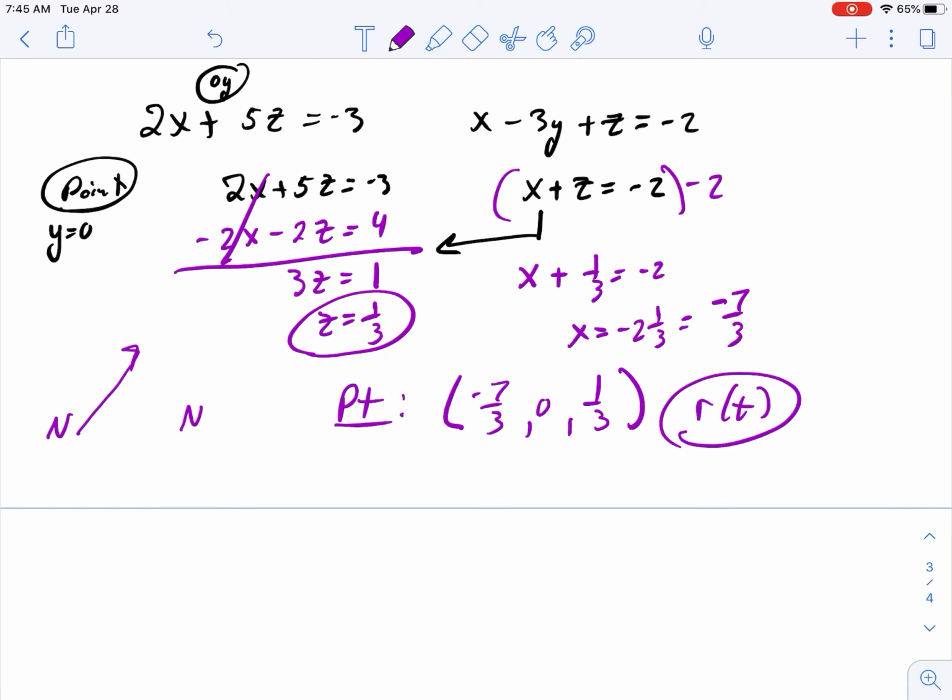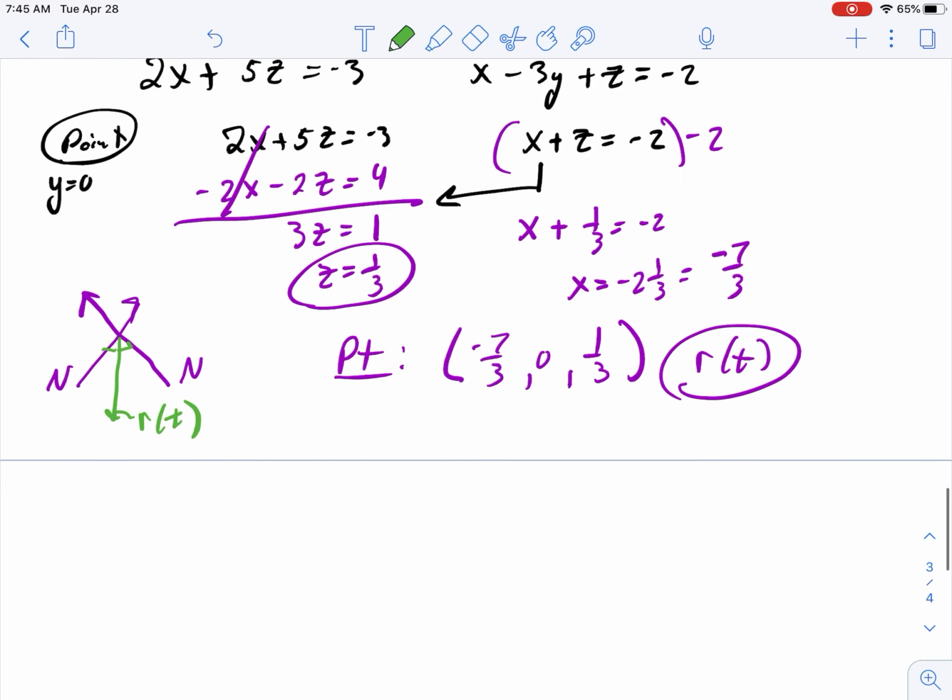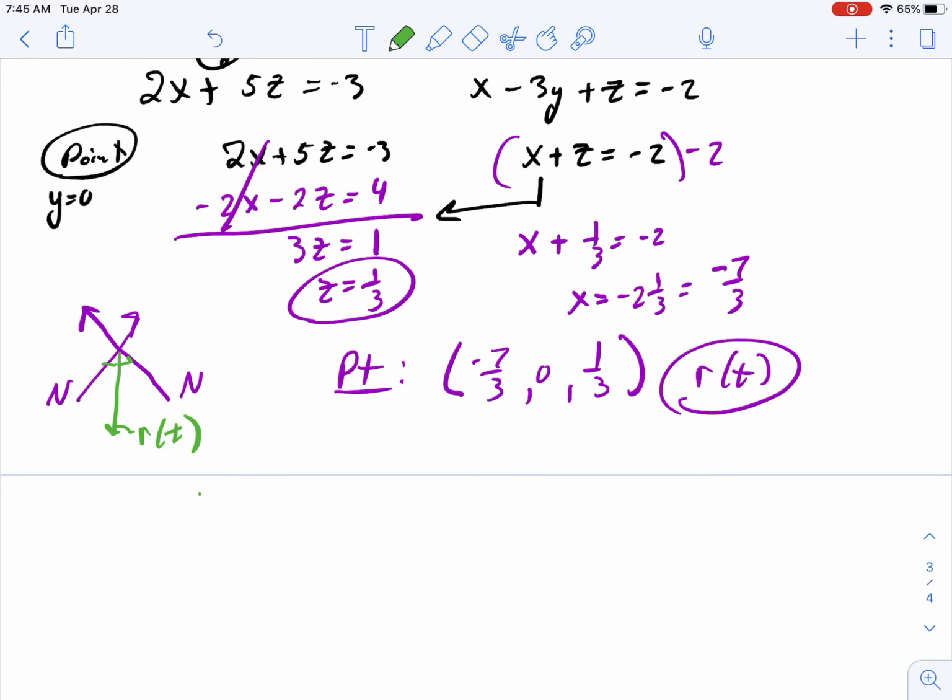Okay, so now we've got to find the slope. So again, if you look at, here's the norm of one plane, then the norm of another plane. So if we find the norm of the norm, like that, find the normal of the normal, that's perpendicular to that, perpendicular to that, this would be the slope of RT. Okay, so let's do the cross product.